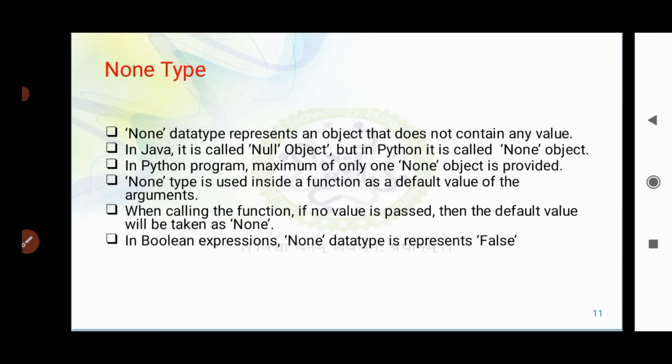In Python, at max, you can use only one None object, not more than that. So when you are calling any function without any arguments, then by default, it will be taken as None. Alright. So now what does None mean? Nothing. Right. So if we are using None as a data type in Boolean expressions, then it means a false value. Nothing is there. Right.